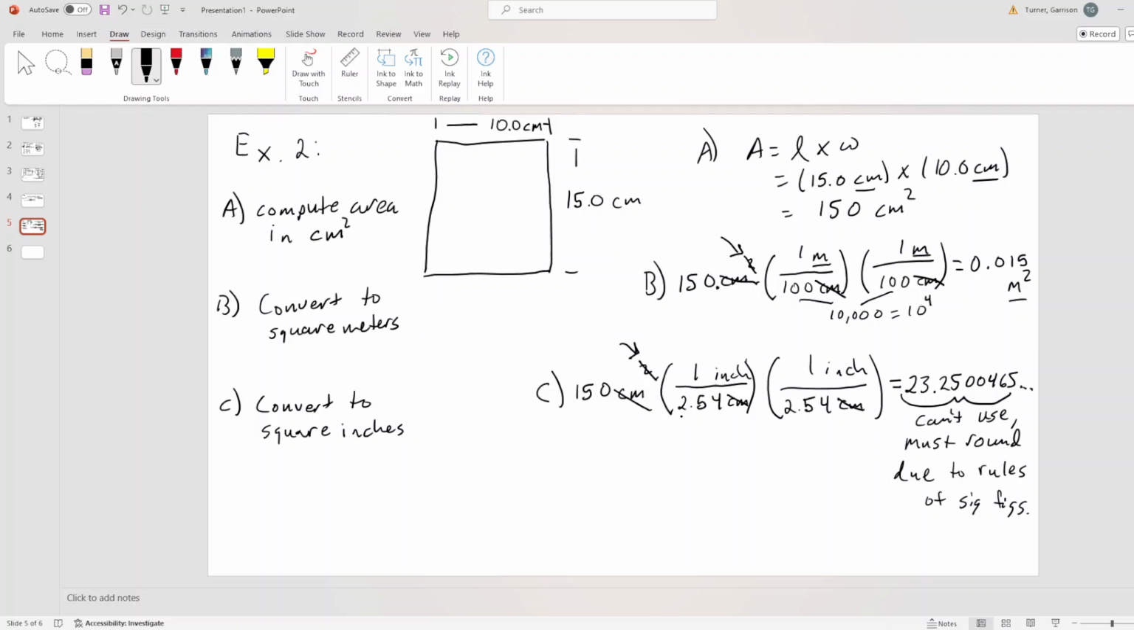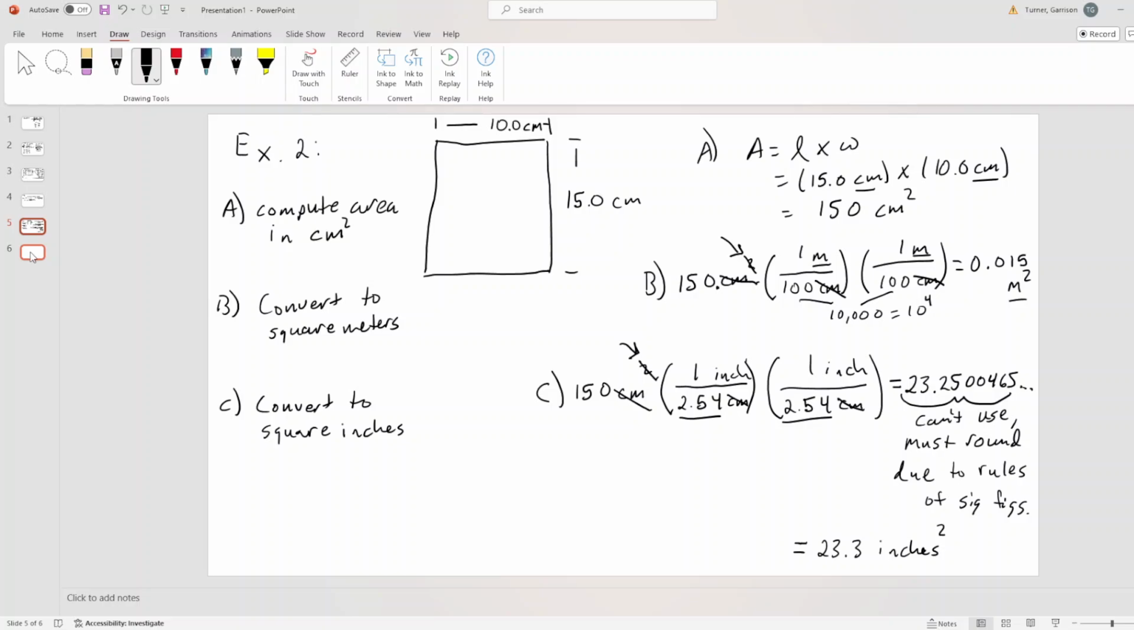So the rules of sig figs are, if 3 significant figures is the smallest number in our arithmetic, then my answer cannot contain any more than that if we're doing multiplication or division. So I need to round my result to 3 significant figures, and doing so gives me 23.3, and this is going to be 23.3 square inches.